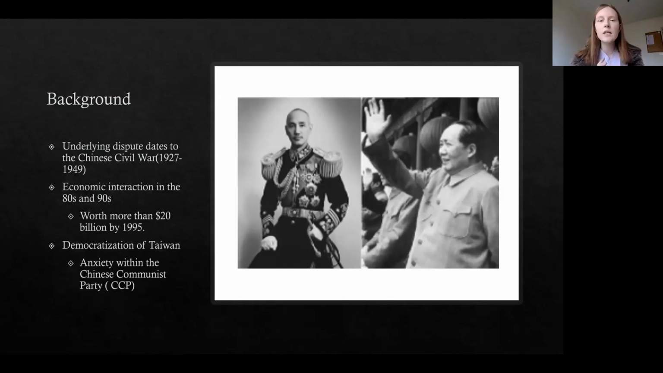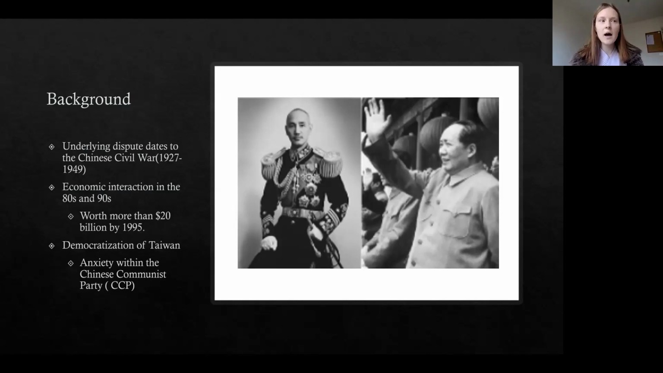Despite these ideological differences that defined the 50s and 60s, there was an economic interaction that began in the 80s and 90s between China and Taiwan. And in fact, by 1995, indirect trade between the two was worth more than $20 billion. Despite this burgeoning economic interaction, Taiwan's democratization in the 90s impeded any real political cooperation.